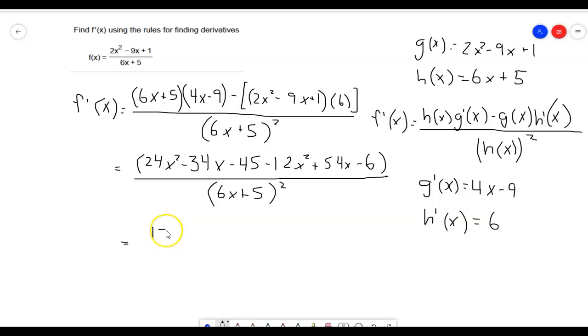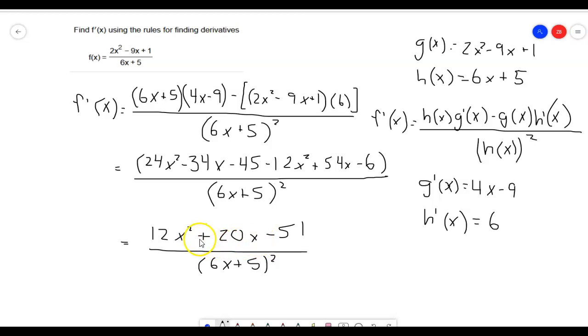Cleaning this up a little bit, I have a 24x squared and a minus 12x squared, so that's going to be 12x squared. A minus 34 and a 54, so that is going to be a plus 20x. And I have a negative 45 and a negative 6, so that's going to be minus 51, all over 6x plus 5 squared.